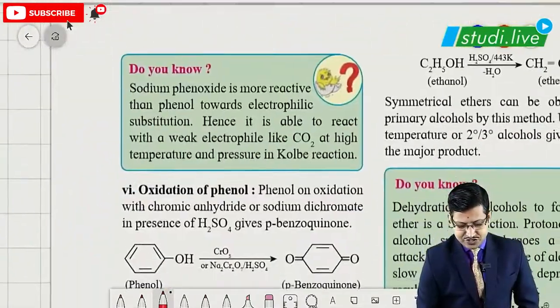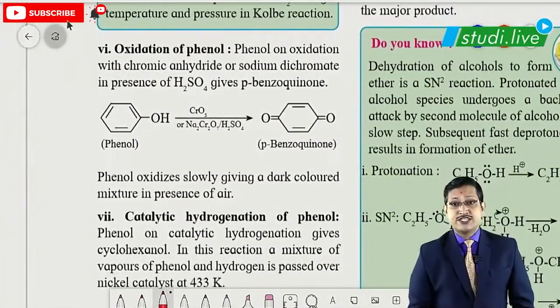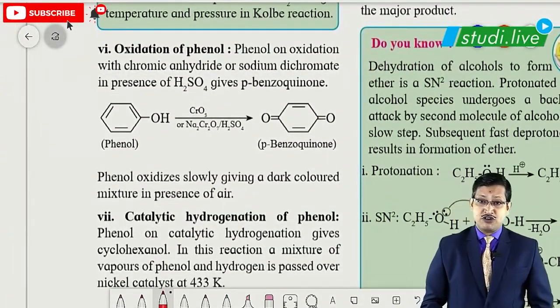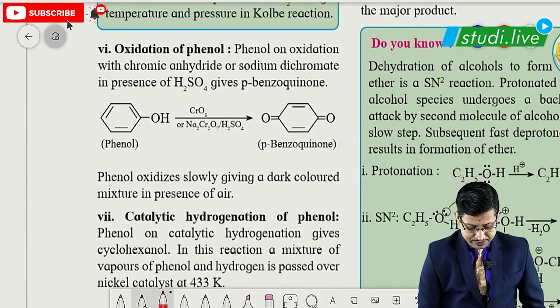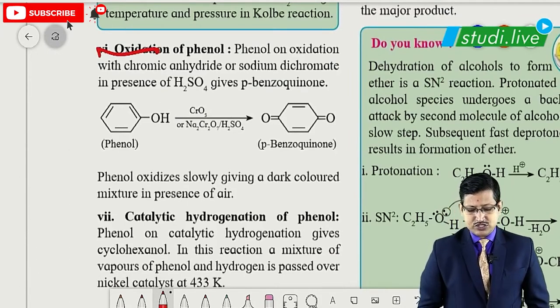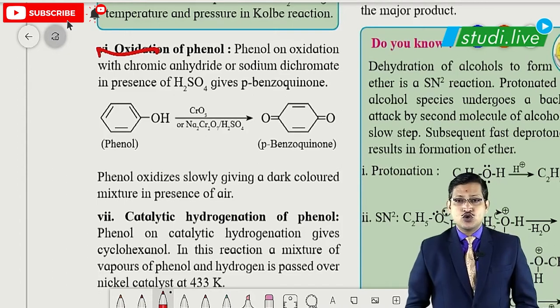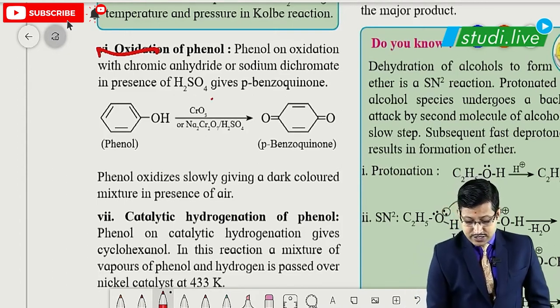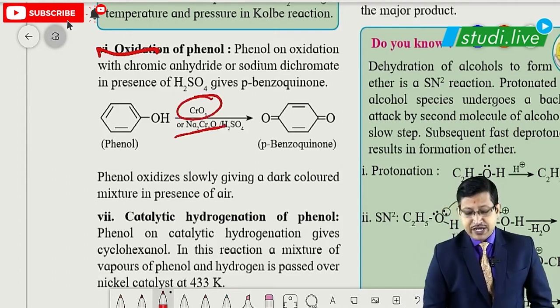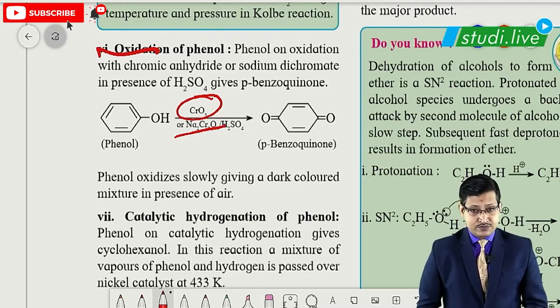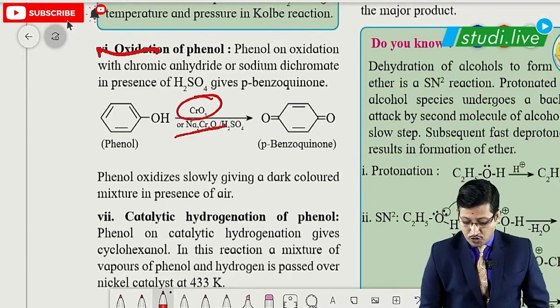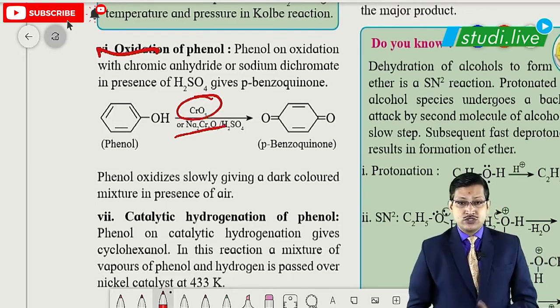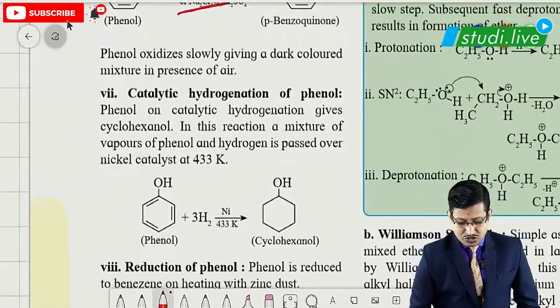The next reaction that we have is oxidation of phenols. Now we did oxidation of alcohols, and now oxidation of phenols. What basically is the reaction? In the oxidation of phenols, phenols undergo oxidation using CrO3 or sodium dichromate and sulfuric acid. These are conditions we need to remember. What it gives you is benzoquinone.